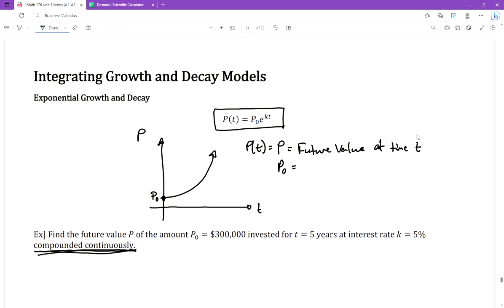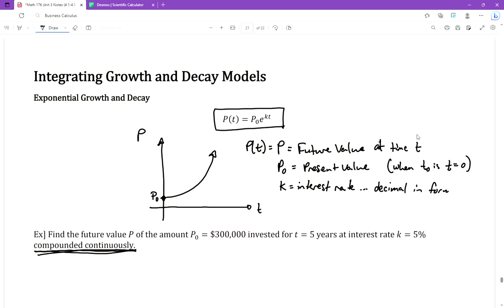P naught would be the present value. So that would be when t is equal to 0. So t naught is t equals 0. Okay, so t naught and t equals 0 are the same thing. And then e is the 2.71, and then k is the interest rate. And we should convert it to a decimal when used in the formula. Okay, so decimal in formula. And then t is the time in years.